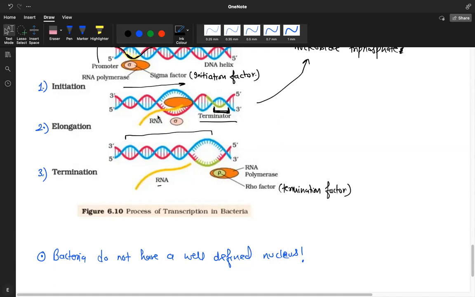Makes sense to you, everyone? Yes, sir. So this is the meaning of transcription being coupled with translation, because there is no boundary which can define between the two. So write down. There are two reasons. Write down. In bacteria or prokaryotes, the transcription and translation are coupled.